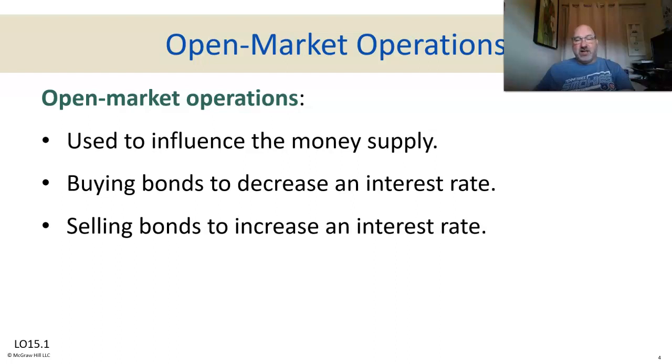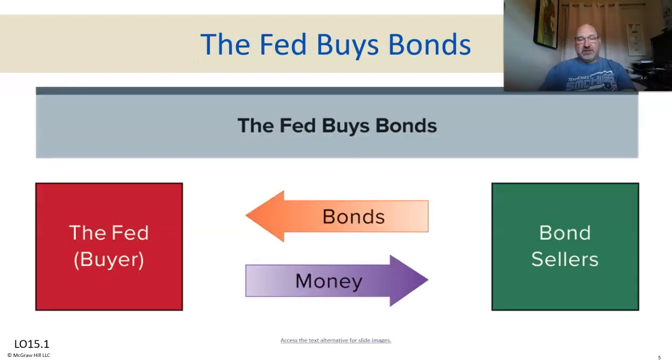It's the buying and selling of government securities to decrease or increase interest rates. This happens at the open market desk in New York. And so here is a little bit of how this goes. If the Fed is buying bonds, think of the bond sellers as individuals or banks. It works better if they are banks or institutions.